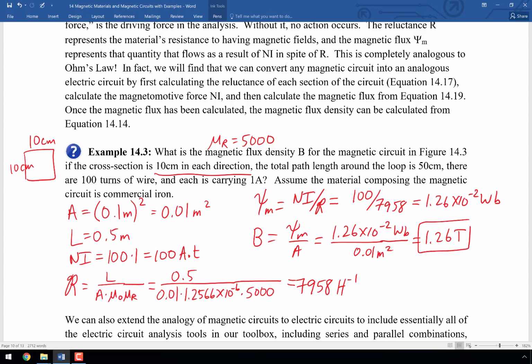And I don't know if you remembered at the time, but I also said that another unit was Webers per square meter, and we now know why a Tesla is equal to a Weber per square meter, because it is a magnetic flux divided by the surface area.